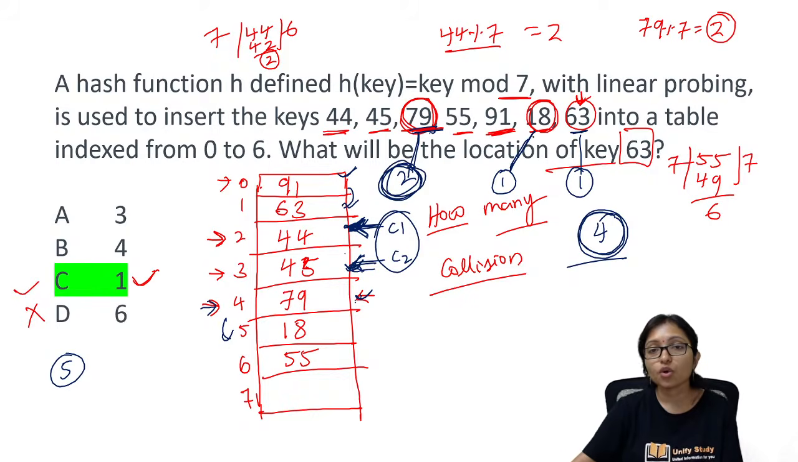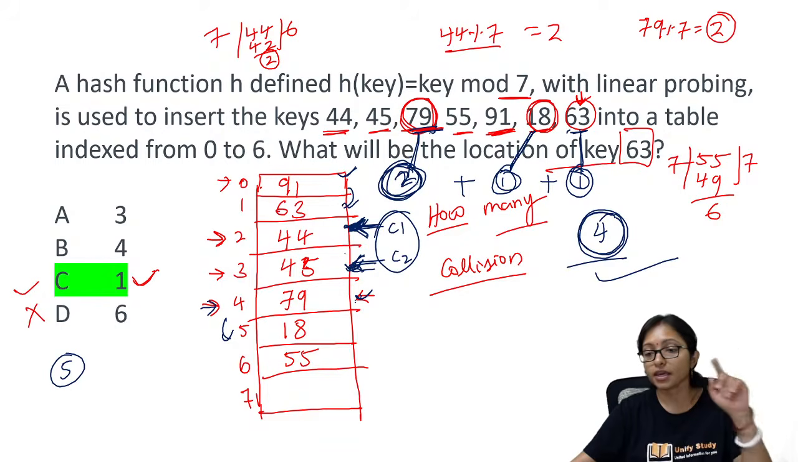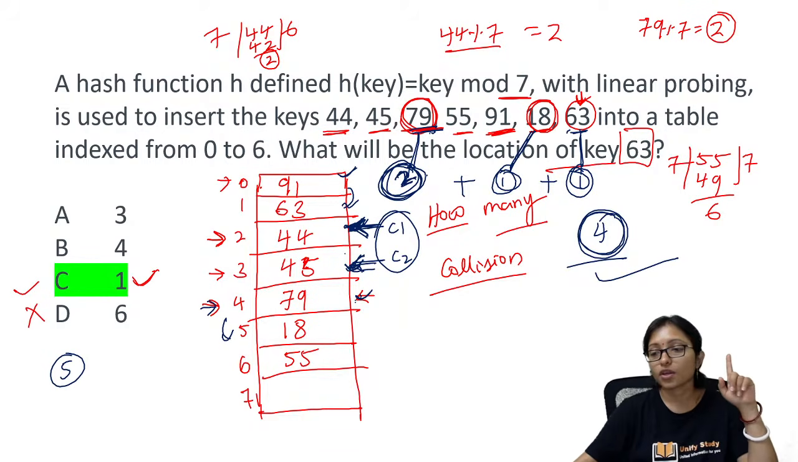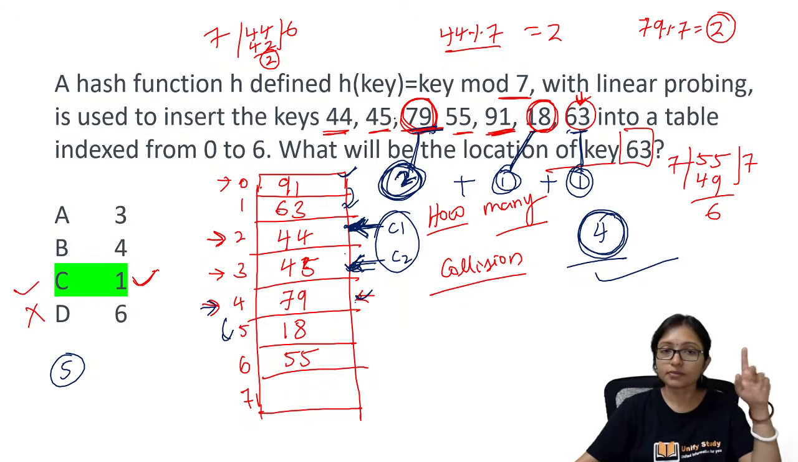This is 2. For this one, 1 collision. For this one, 1 collision. 2 plus 1 plus 1 is 4. 4 is the correct answer. For 79, we are counting 2 collisions. Be careful. There is a high chance a question can come from here. Got it? Clear? Is this clear to everyone?